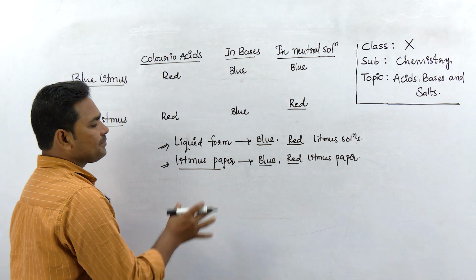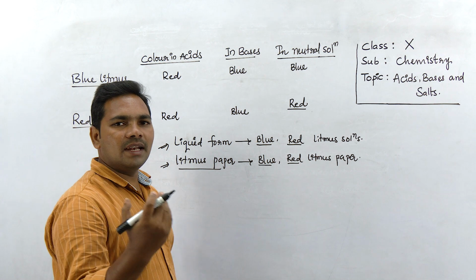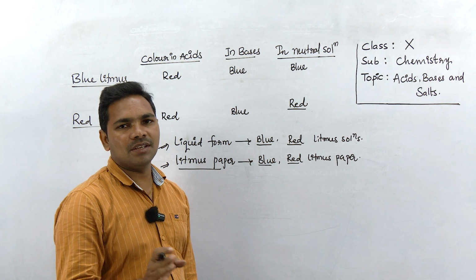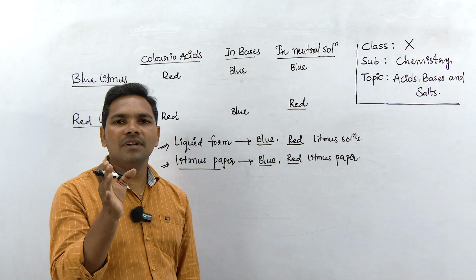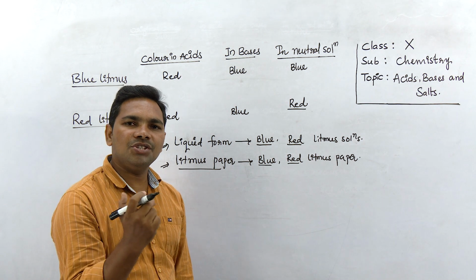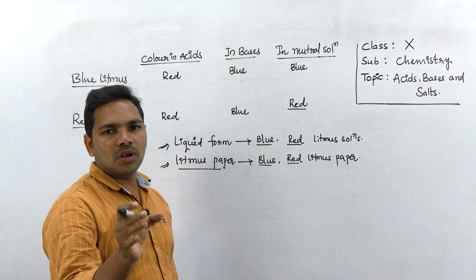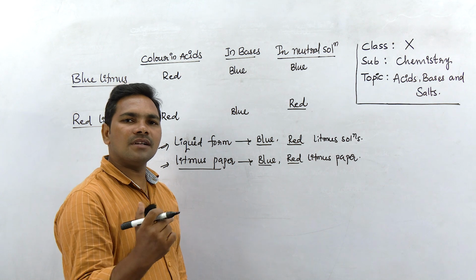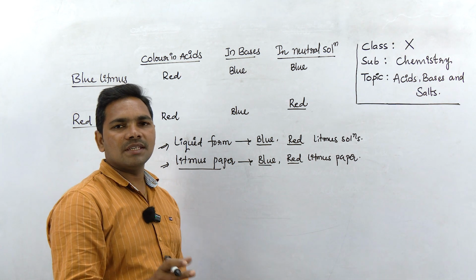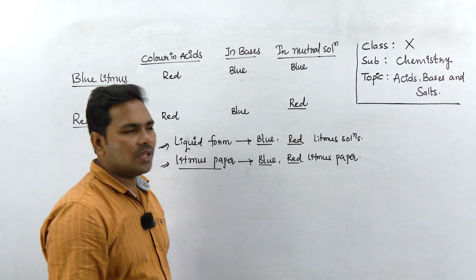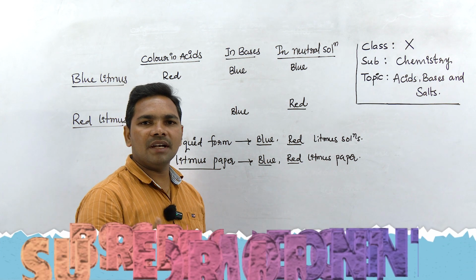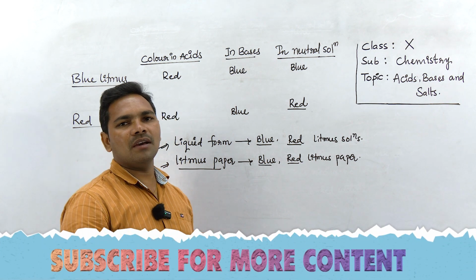Let us say here, color change when an indicator is added to a substance is a chemical change. As I told you, whenever this indicator is added to an acid or basic solution, there is a change in the structure of each molecule of the indicator, and as a result of the change in structure, its color also changes in its medium.